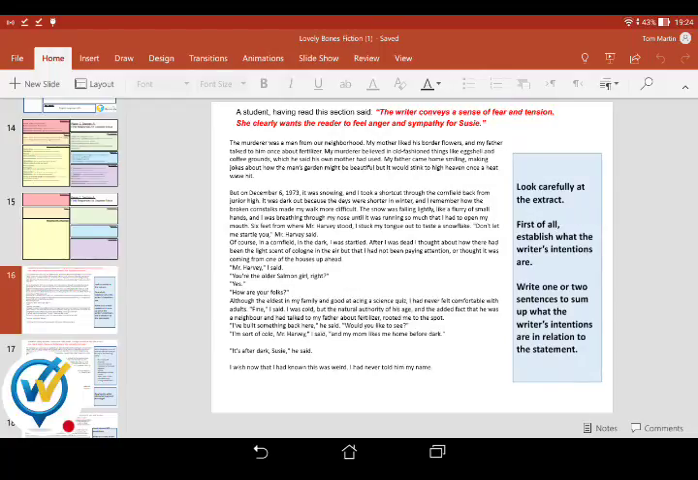And then when you look further on in this text, because this is the part where you have to get that fear and tension, Susie then, because it's supposed to be Susie narrating: on December 6, 1973, it was snowing, and I took a shortcut through the cornfield back from the junior high. It was dark out because the days were shorter in winter, and I remember how the broken corn sticks made my walk more difficult.